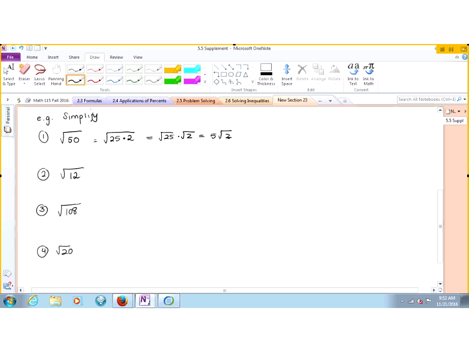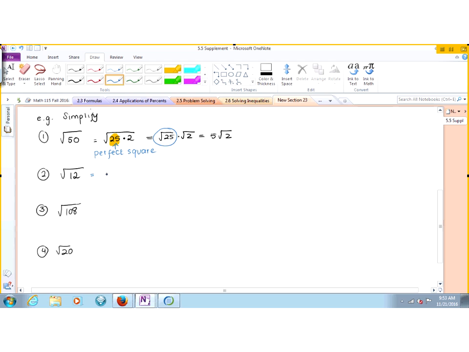Yay or nay? Yay. So you need to factor out a perfect square. It has to be a perfect square. Why? Because otherwise, it cannot get out of the square root like this. The square root of 25 is 5. I need a perfect square. Because otherwise it doesn't get out of the square root.